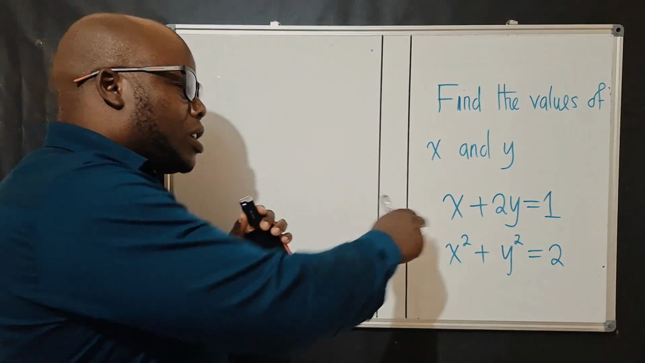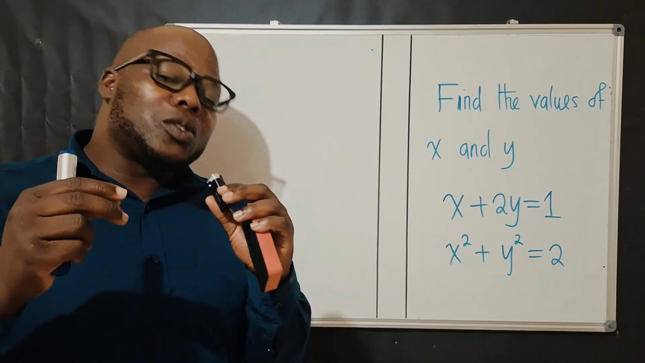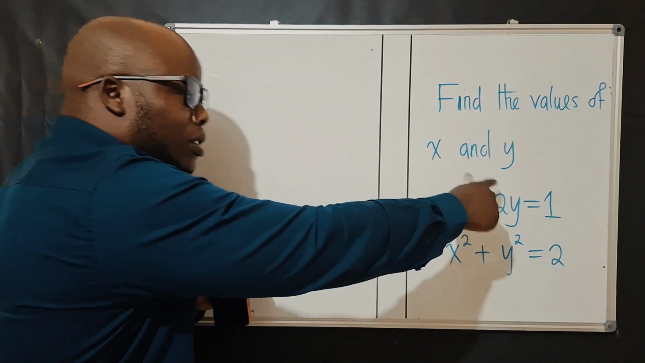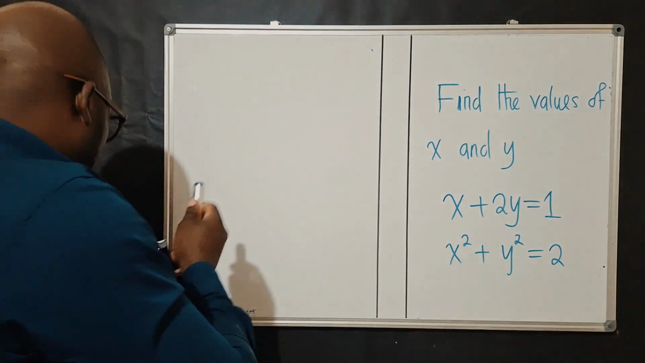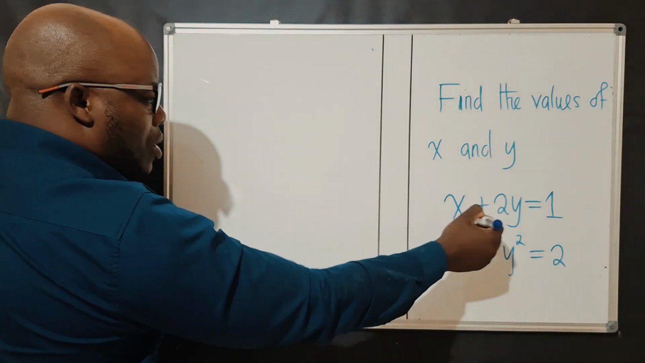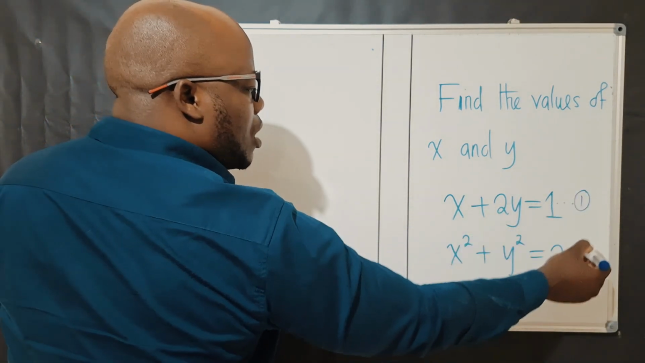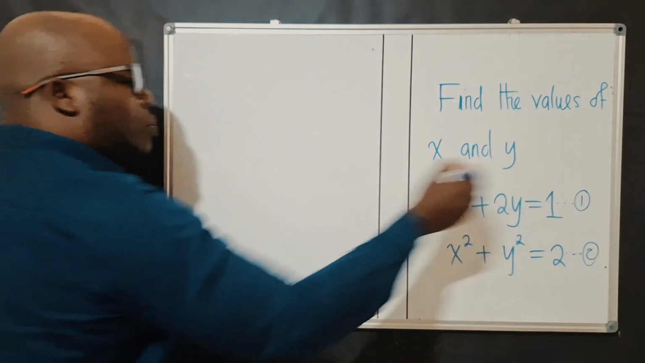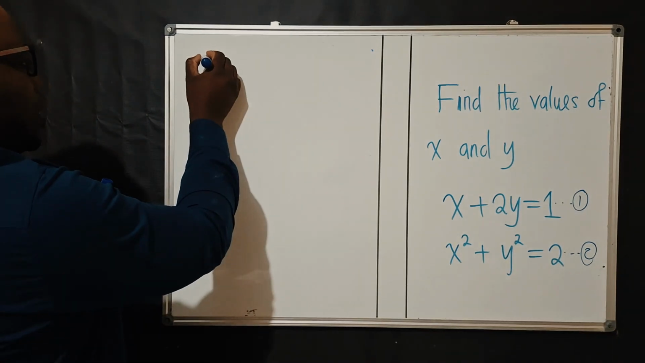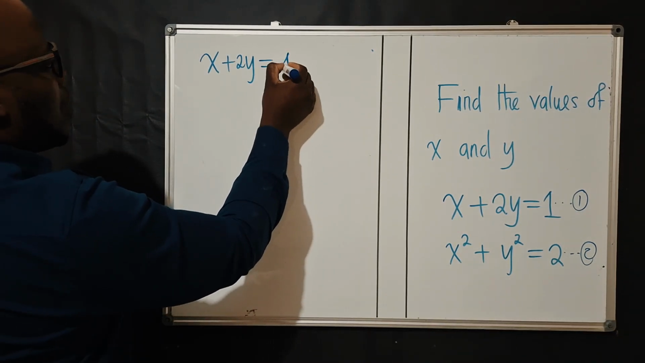I've got this question here. We need to find the two values of x and the two values of y. You can see this is a simultaneous equation. So what we can do here is to pick one of the equations. I'll pick the first equation here. I'll say this is equation 1 and this is equation 2. So I'll pick equation 1, which is x plus 2y is equal to 1.